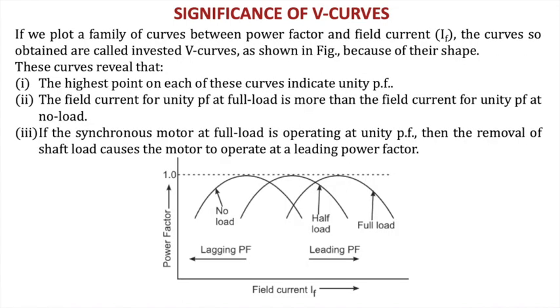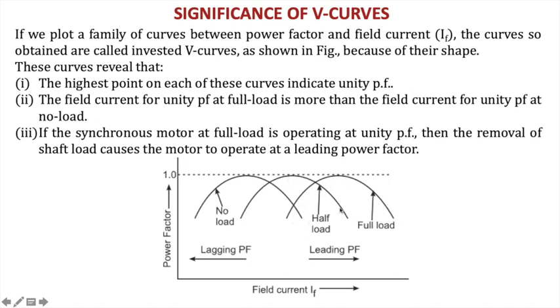Similarly, when we draw the relation between the power factor and the field current, the curve we get is just the inverse of the V, hence it is known as the inverted V curve, and the highest point on each of these curves indicates the unity power factor. At no load, from lagging power factor, when you change the field current, it goes to the leading power factor, and the power factor will be unity at the maximum here, and later on it reduces again. So this is for the half load and this is for the full load.